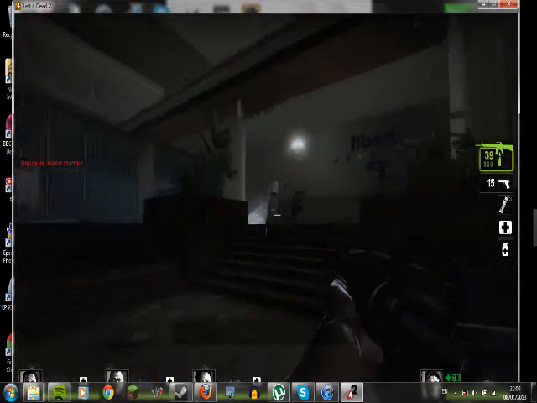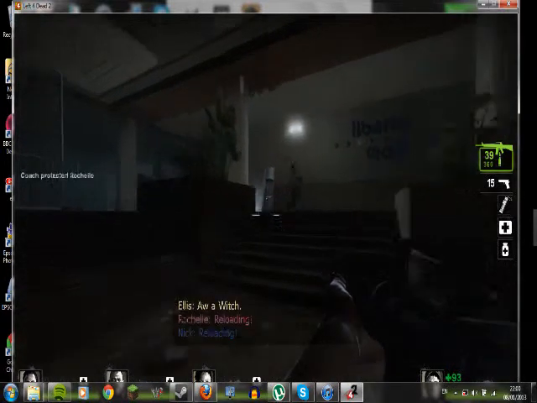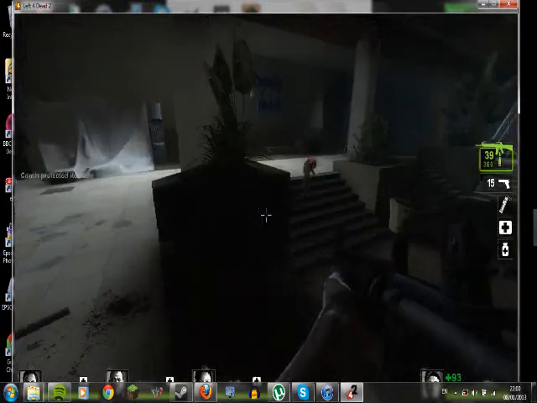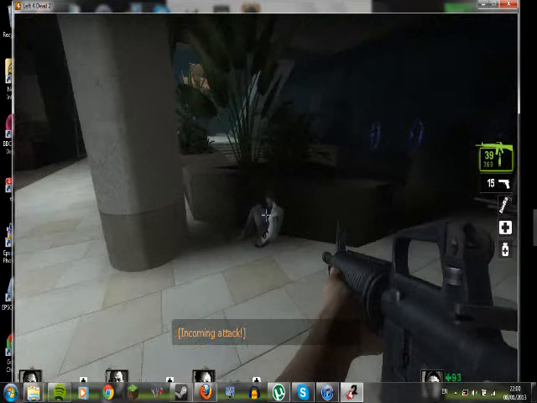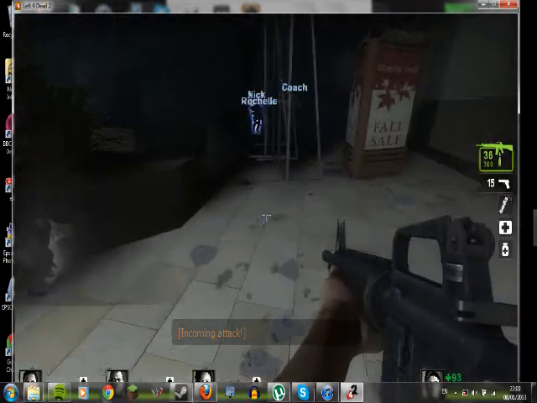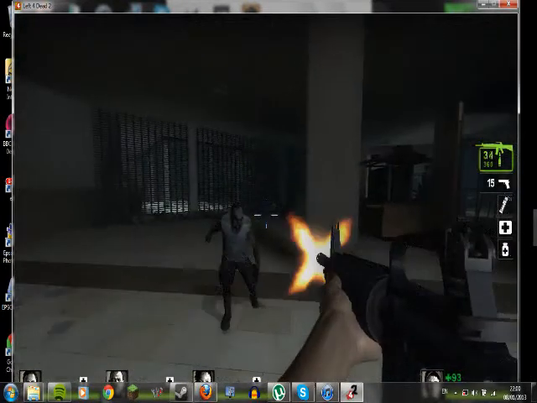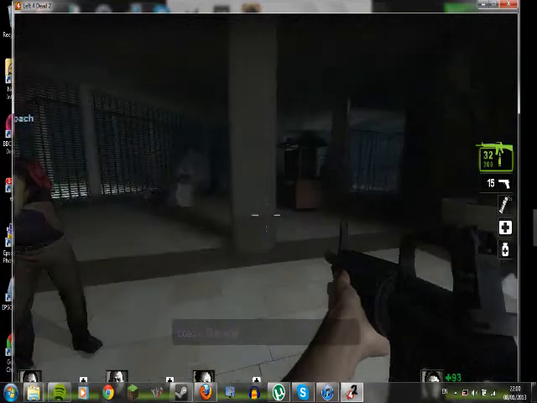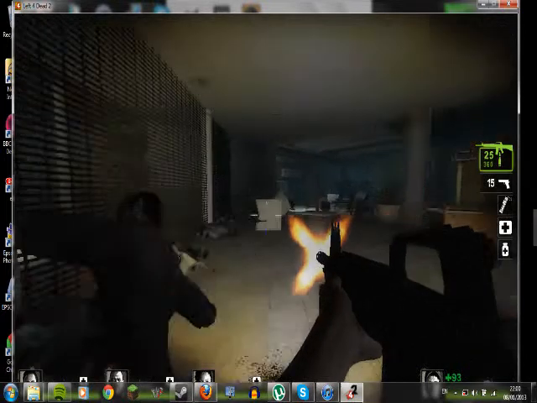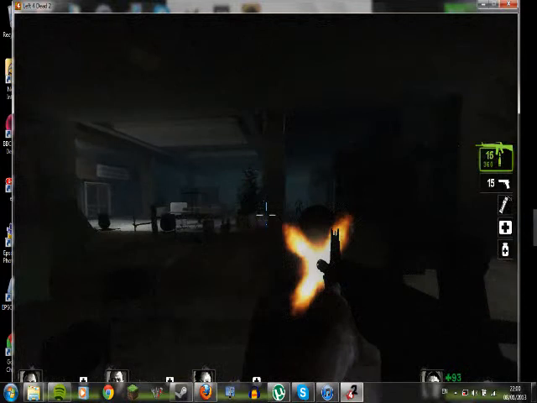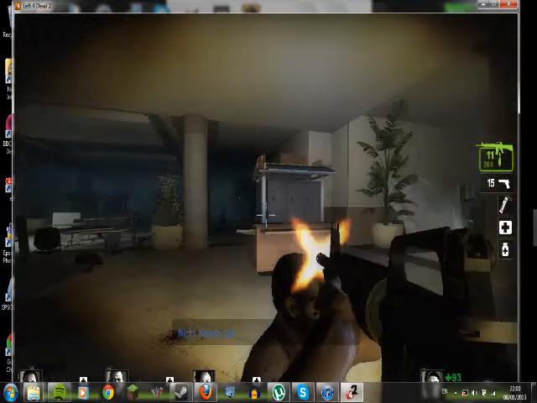Oh god, there's a witch. I did not hear her coming. It's one of the downsides of having your sound down low, so it doesn't drown out the speech and the commentary that I do, is that you do tend to miss things. You tend to miss when they're special infected. Each one has its own little music, kind of like an intro. But, you know.